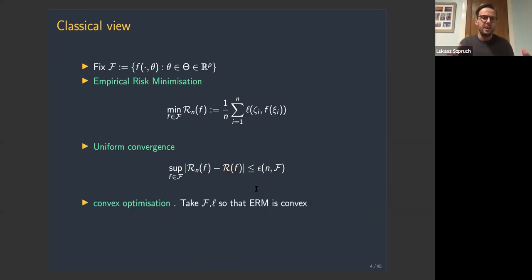And the way we go about solving this empirical risk minimization problem is that we take a class of functions F and loss L such that this problem is convex.